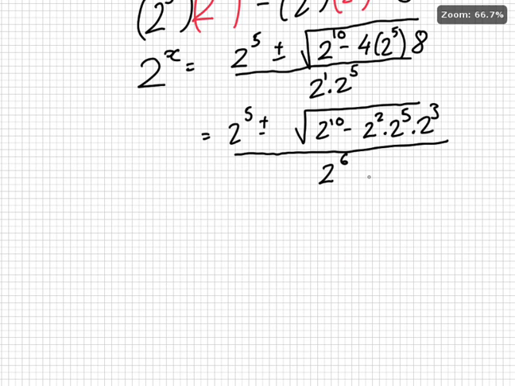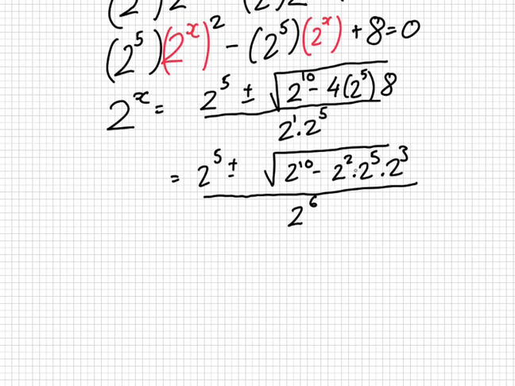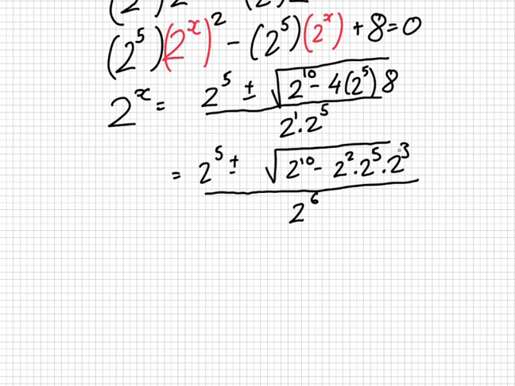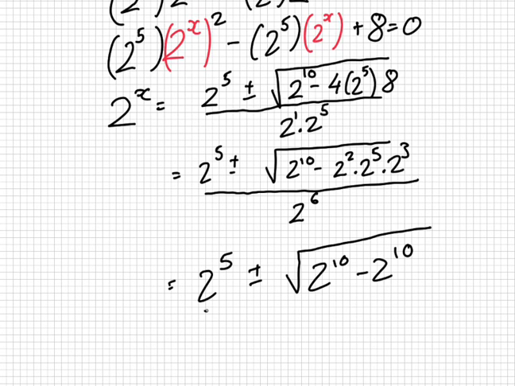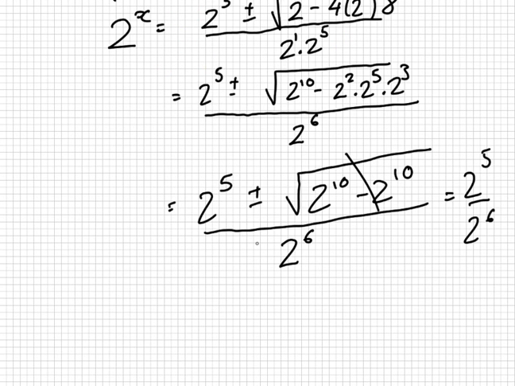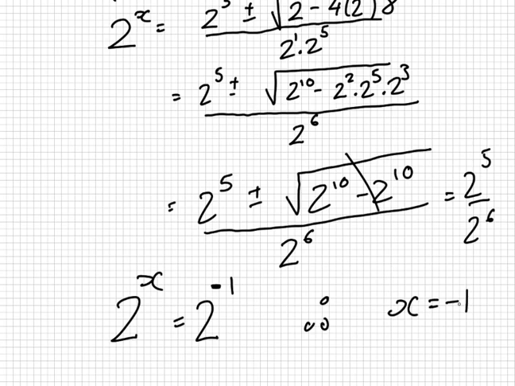But that's good because you can see these are all 2's, which means all those powers add together. So what's the total power I have there? 10, isn't it? So I have 2^10 minus 2^10, all over 2^6. So that's 0, so that's gone. It's just 2^5 over 2^6. So what's that? 2^(-1) is 2^x. Therefore, x equals minus 1.